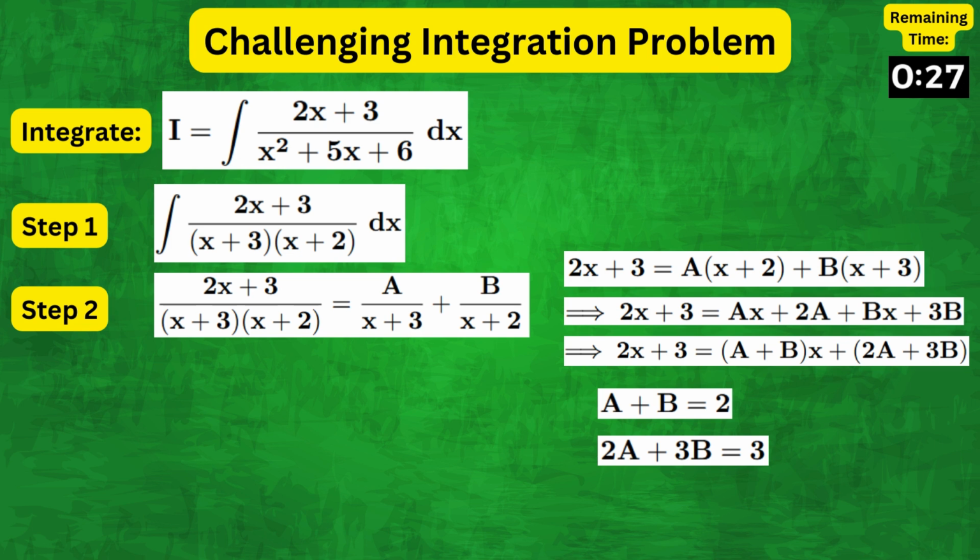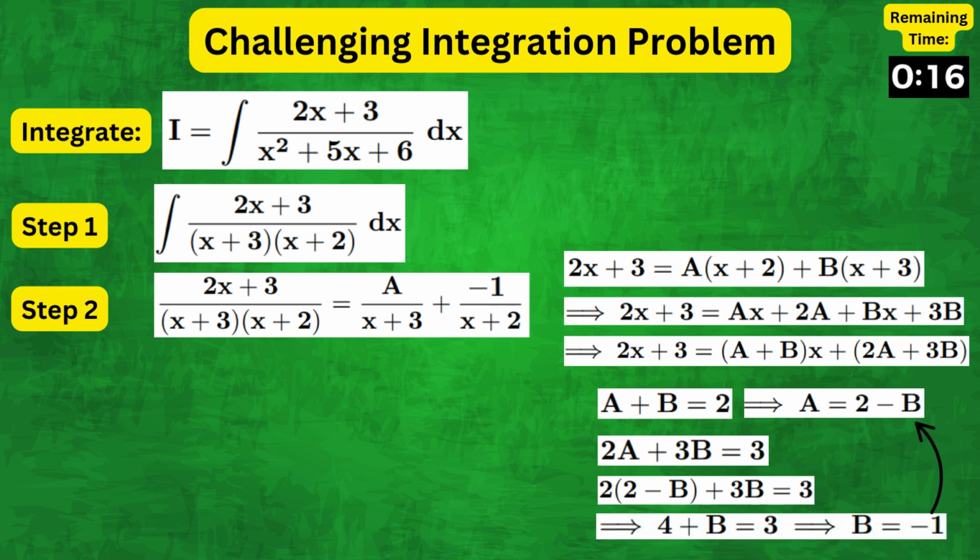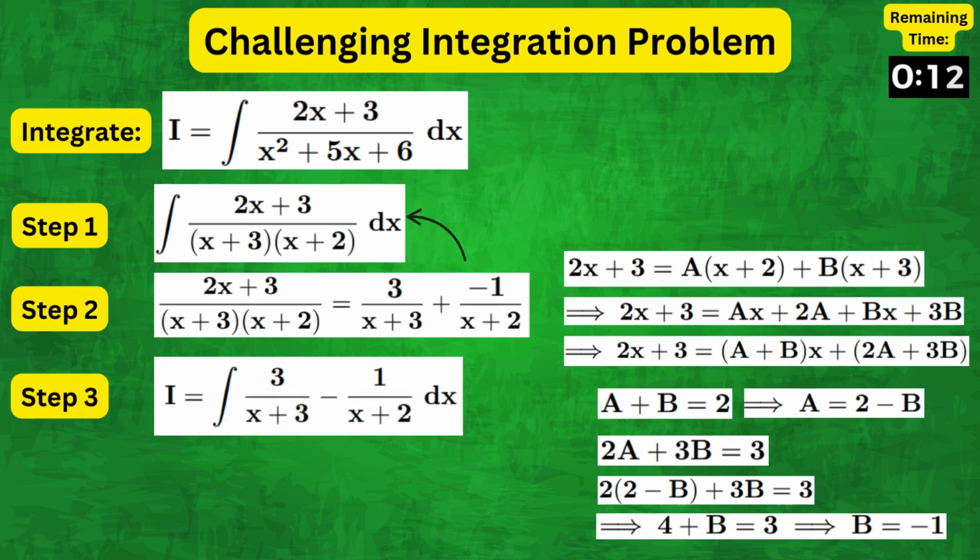So from the first equation, we get A = 2 - B, which we can plug into the second equation and tidy up to get B = -1. And therefore, A = 3. Now putting these values back in, we get this integral.